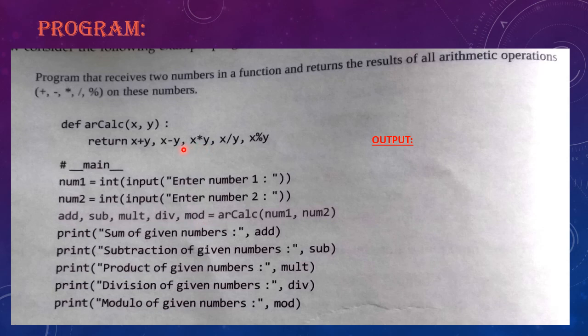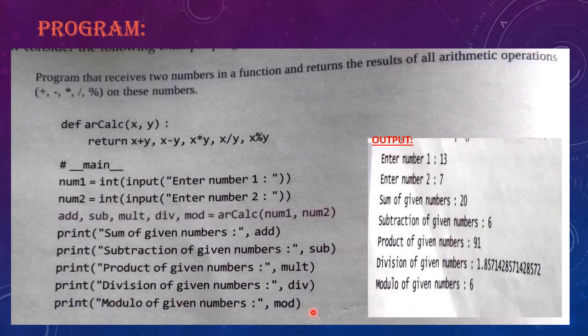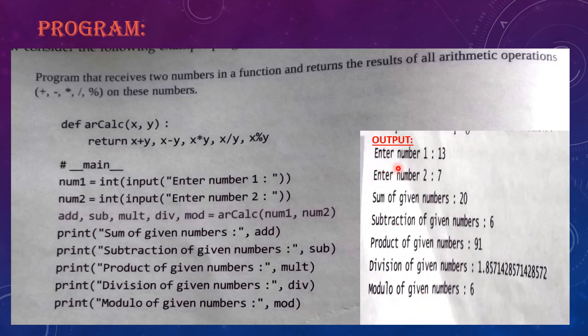So we can receive these values in separate variables, or we can receive them in the form of a tuple. Then we are displaying the result values: add, subtraction, multiplication, division and modulus. So what will be the output? Suppose you have entered 13 and 7. According to the entered values, it will show the sum, subtraction, product, division and modulus of the values.